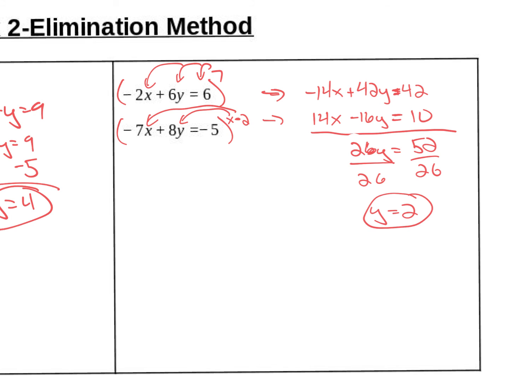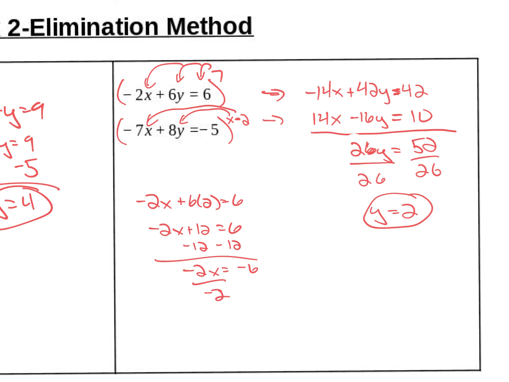Now, again, once you get one of these, we need to go back and substitute in. So I'm just going to go into that first one. Negative 6, or 2x plus 6 times 2 equals 6. So negative 6, 2x plus 12. Subtract 12. Then we can just solve. And divide by -2. X equals 3. All right, put those two answers together. And our answer is 3, 2.